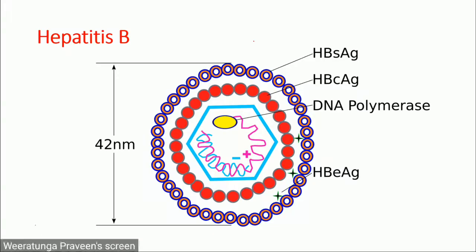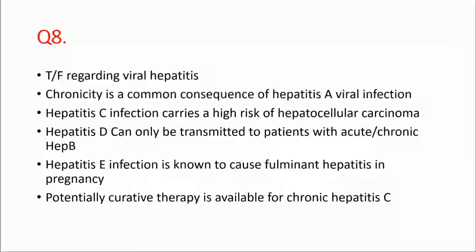Right. Okay. So now question number 8 focuses on some of the epidemiological characteristics of the hepatitis viruses. Just to summarize this, always remember that hepatitis A and E behave very similarly. Hepatitis B, C, D behave similarly.